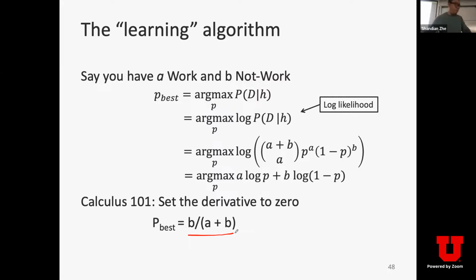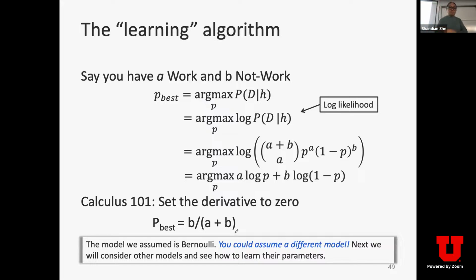But we need to point out the connection. This ratio is not just a heuristic. It comes from maximum likelihood estimation. This model was assumed to be a Bernoulli. You might want other models as well. Once you change to other models, you might not have this nice formula, or you might not even be able to solve for the derivative being 0. Then you might need to use stochastic gradient descent or gradient descent to find all the parameters. Okay, any questions so far?